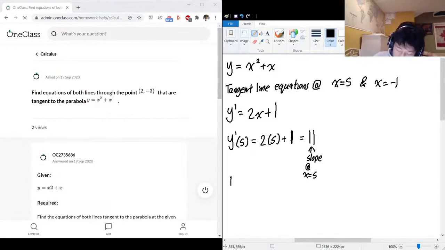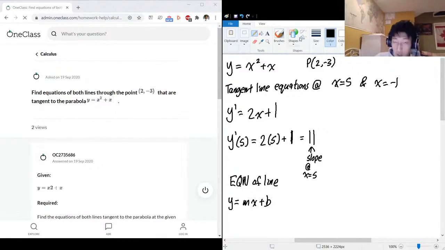So we know the equation of a line is y equals mx plus b. Also, we have a point P, which is (2, negative 3). We can use the point P to sub in for our y and our x. We found our m, which is our slope, 11. We just need to now solve for b. Once we sub in everything, b is the only unknown, so we can easily solve for that.